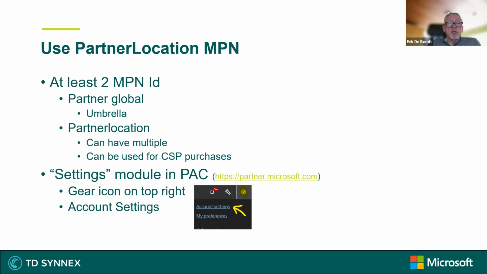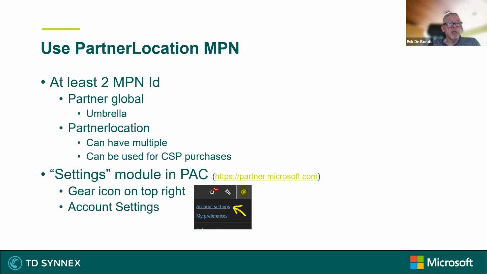On your MPN that you're using in Stream1 Ion, you need to use a local MPN and not your global MPN. Every entity has at least 2 MPN numbers: one global, which is kind of an umbrella MPN, and one or multiple partner local MPN IDs. For CSP, you need to work with the partner location MPNs, not with the global MPN. This will be enforced by Microsoft.